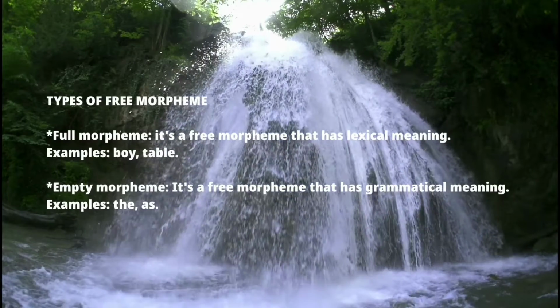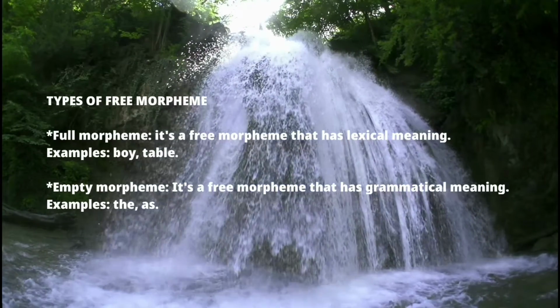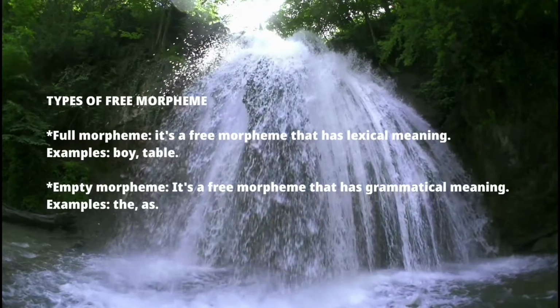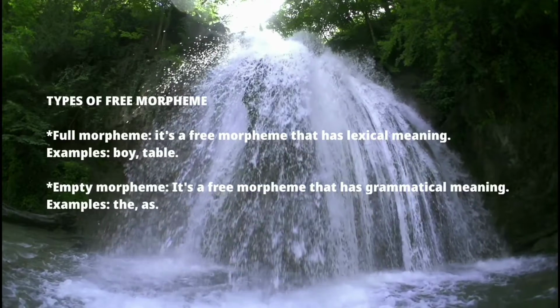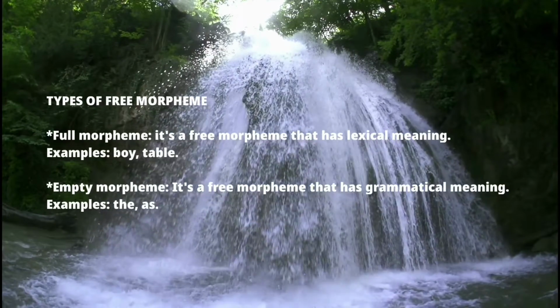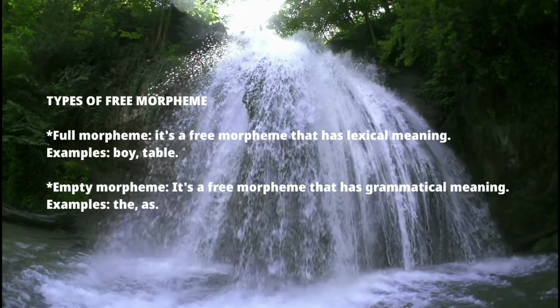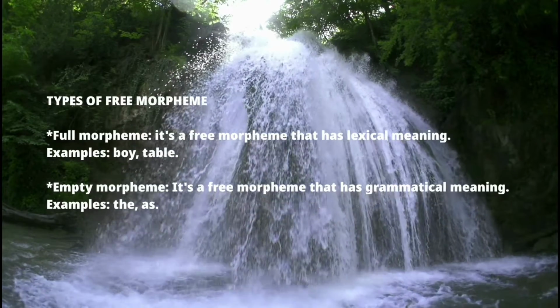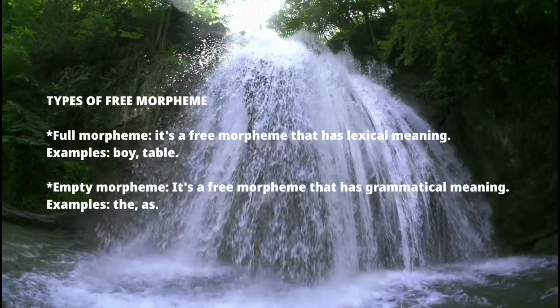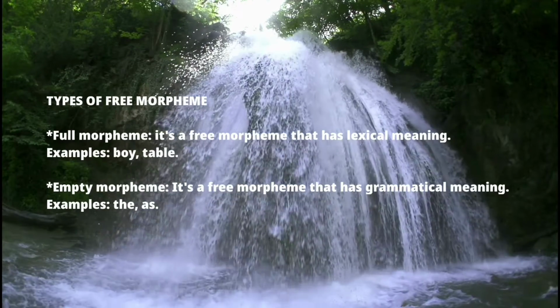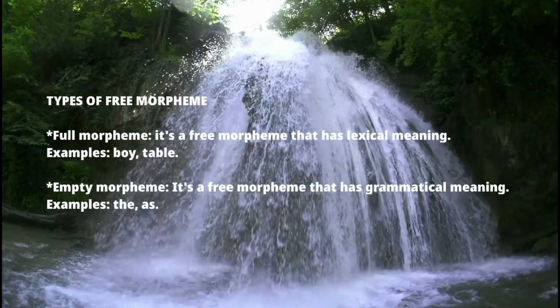So we are moving on to types of free morpheme. There are two kinds of free morphemes. These are full and empty morpheme. An empty morpheme is a free morpheme that has grammatical meaning. An example is the word the, as. These kinds of morpheme are not independent, they rely on other words.